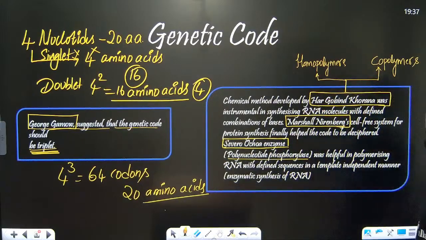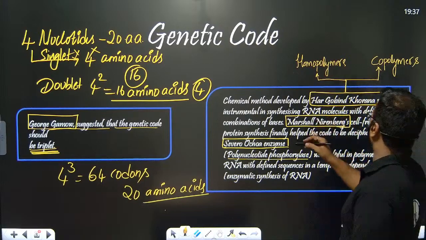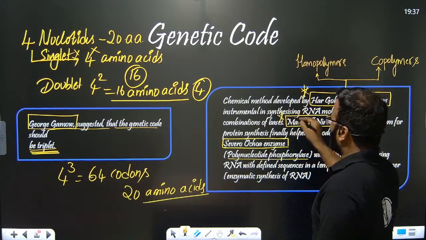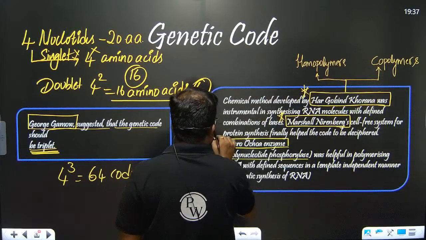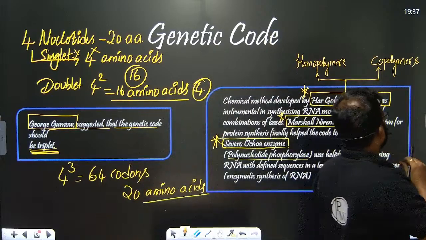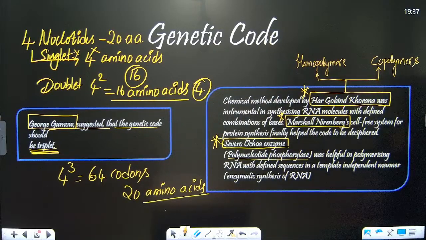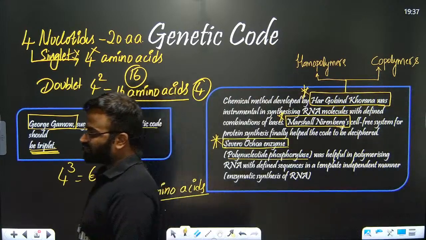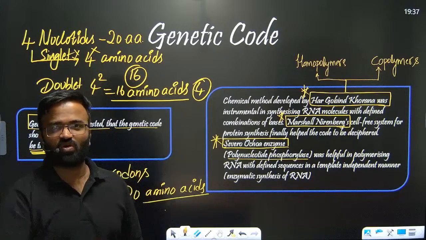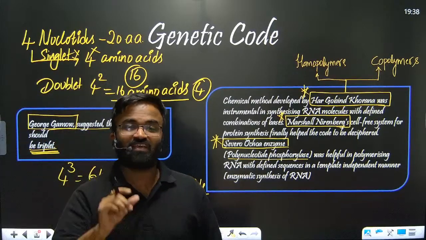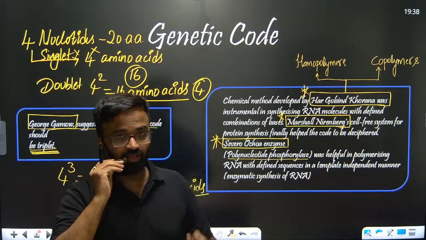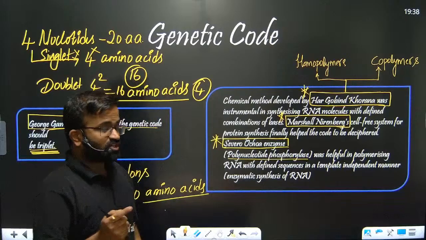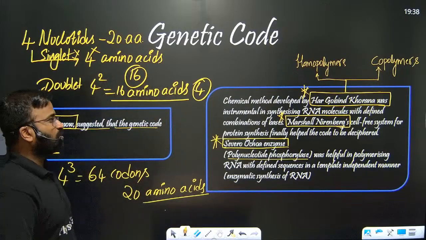The other scientists are Har Gobind Khorana, Marshall Nirenberg, and Severo Ochoa. So these 3 scientists are very, very important as well. What is the contribution of these 3 scientists in deciphering the genetic code? The term that I am using is deciphering, decoding. So who are the 3 scientists? It is Har Gobind Khorana, Marshall Nirenberg, and Severo Ochoa.